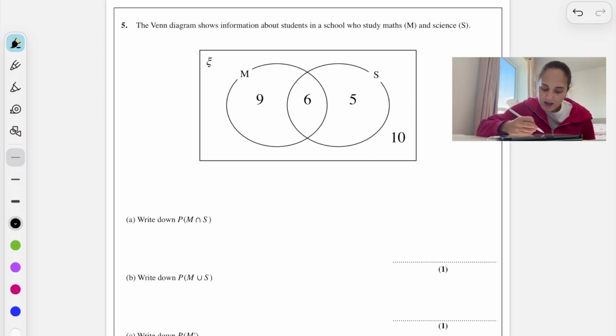This next question here, we have write down the probability of M intersection S. So that's going to be 6 over the total, which is 30. Then we have M union S, so that's the union of M and S. So that's 9 plus 6 plus 5. So 9 plus 6, that's 15, plus 5 is 20. So that's going to be 20 over 30.